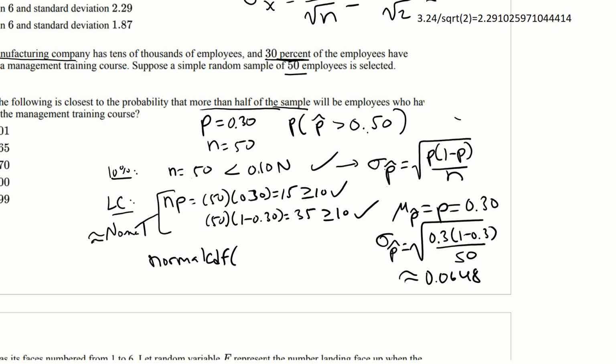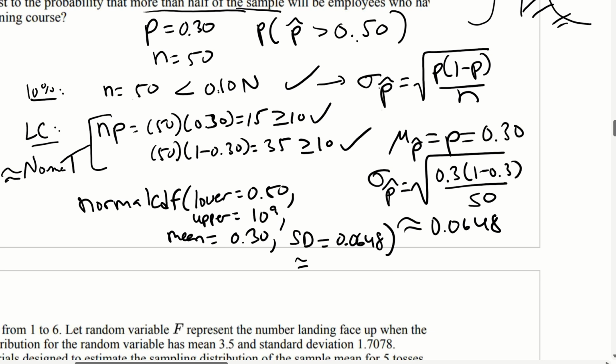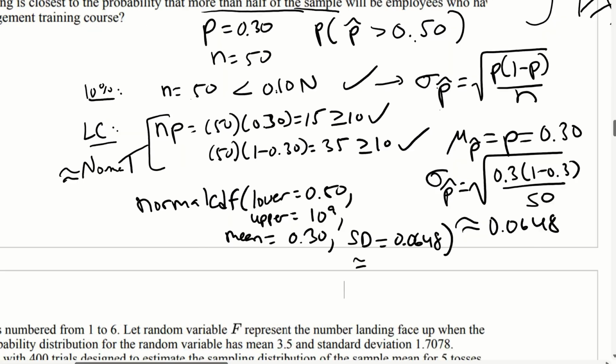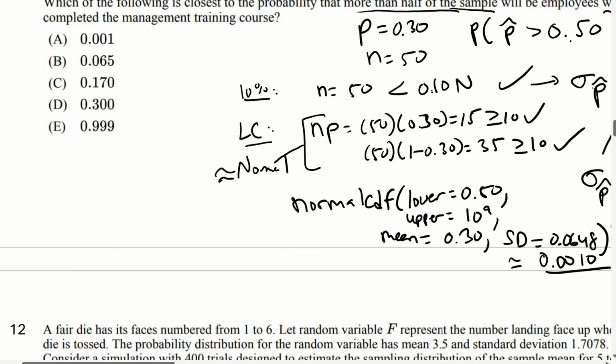We want it to be greater than, so that means if this is 0.50, we want it to be greater than that. So the lower is 0.50. The upper is infinity, or 10 to the 9th. And then the mean is 0.30, and the standard deviation is 0.0648, what we just calculated there. Okay, and so when you do this, you get 0.0010. So it looks like it's going to be A here. Okay, so the answer is A.